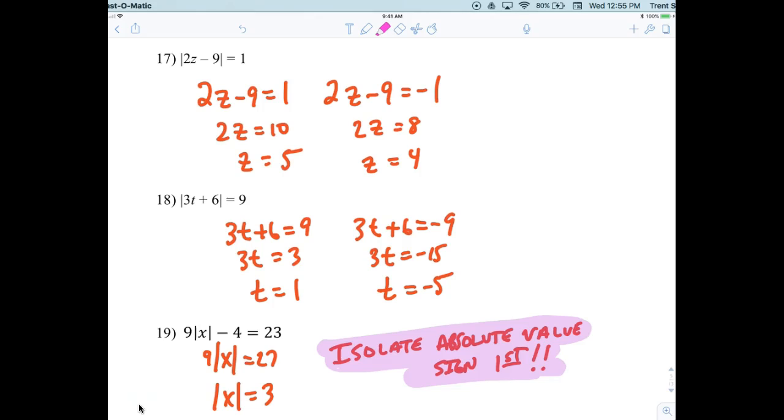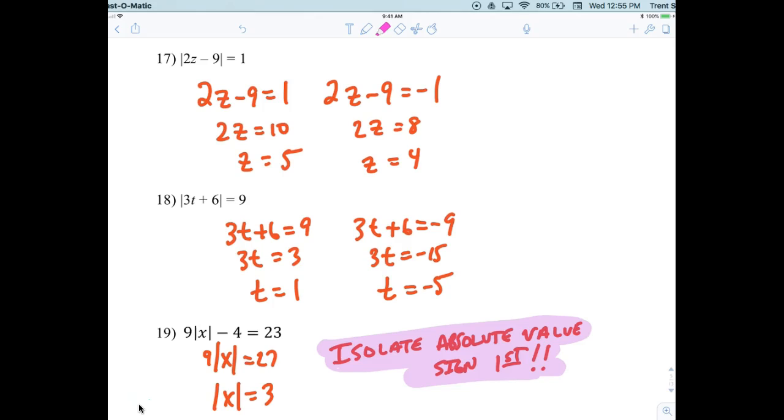Tell me. For 18, how did you get T equals 1? Because I accidentally got T equals negative 5. And then for the other one, I got T equals 5. Subtract 6, right? And you got what? 3. Oh, I did it. Okay. You with me now, right? As long as you figured out your mistake. Anybody else?